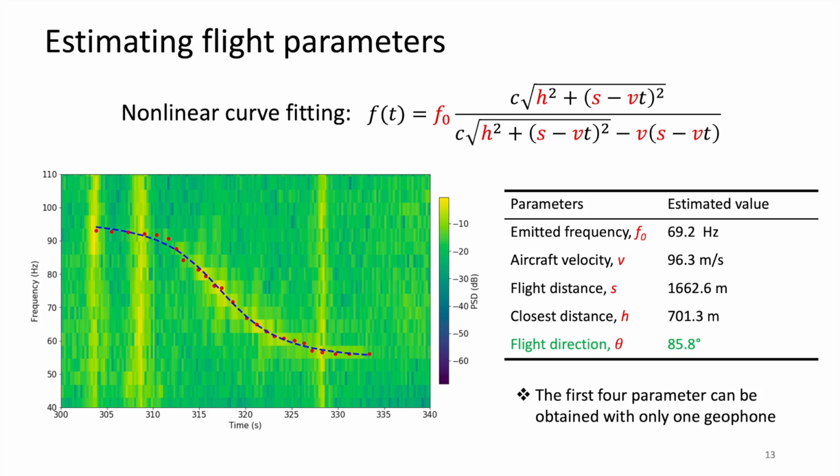The estimated values are listed in this table. With the aircraft velocity v and the apparent velocity, which is calculated by cross-correlation, we can further calculate the flight direction theta. I want to emphasize that the first 4 parameters here can be obtained with only one geophone.